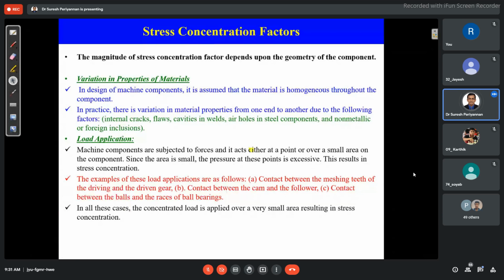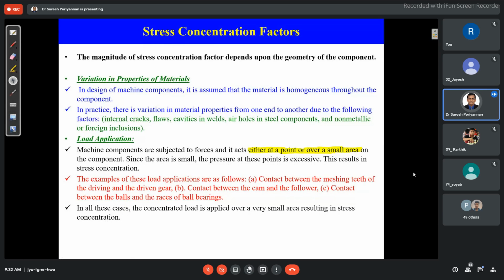Whatever the force I told you, whether shear, tensile, compressive, torsion, or bending, it may be acting on a small area or on the whole area of the component. When it acts on a small area, it will be a problem, because that area is going to have more stress. It may exceed the permissible limit of the stress, either compressive, tensile, or even shear.